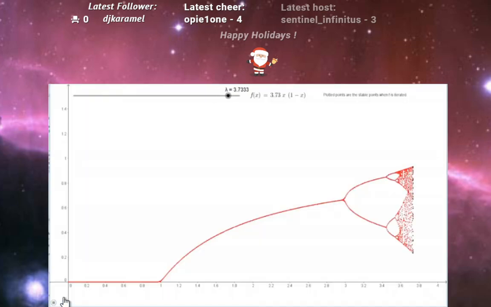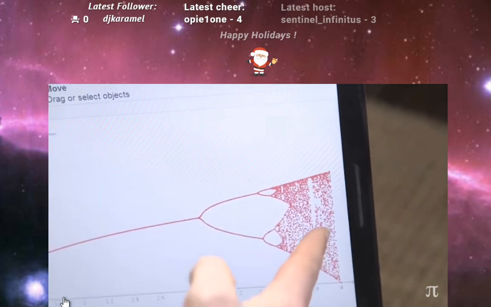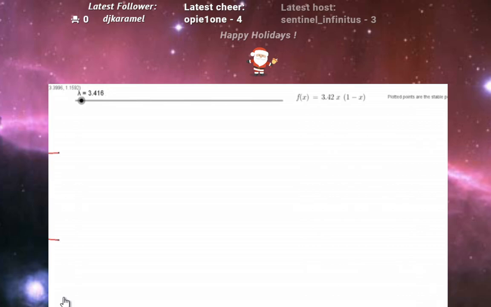So there's a very strange behavior. It's nice and simple and then crazy. And actually this is a good example of chaos as well. I'm going to zoom in on that region.